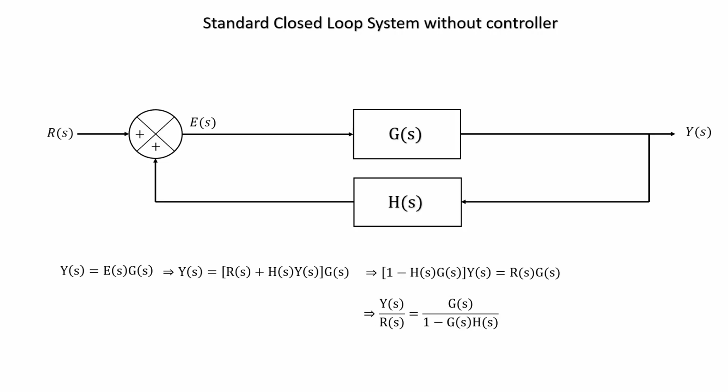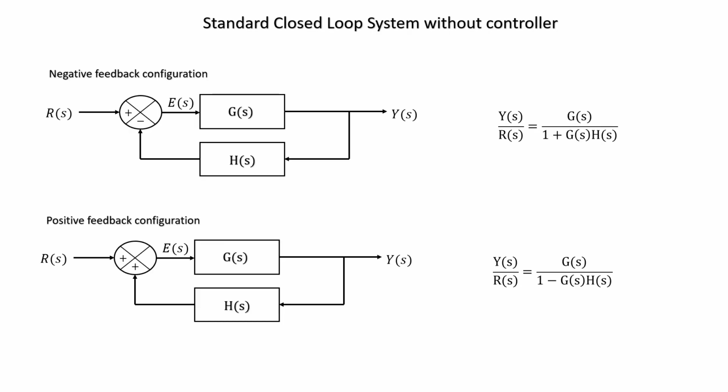What if we have positive feedback here, that means we have a positive sign here, then Es will become Rs plus Hys, instead of Rs minus Hys, and then there will be a sign change here. So, you can see that for a positive feedback term, we have G by 1 minus Gh, whereas for a negative feedback term, we have G by 1 plus Gh.